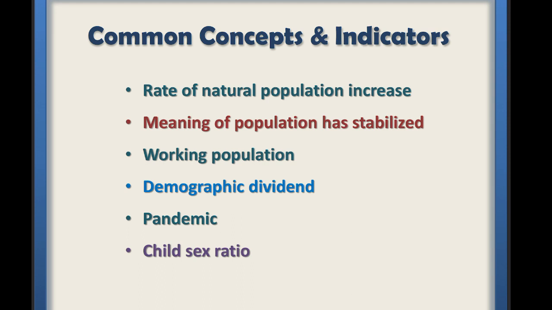What do you mean by the rate of natural population increase? Well, that is the difference between the birth rate and the death rate. Next question. What do you mean by the population has stabilized? This means that there is a very small difference between the birth rate and the death rate.